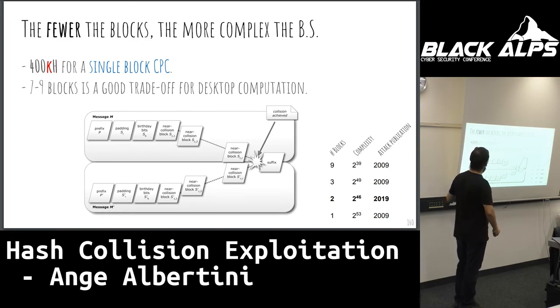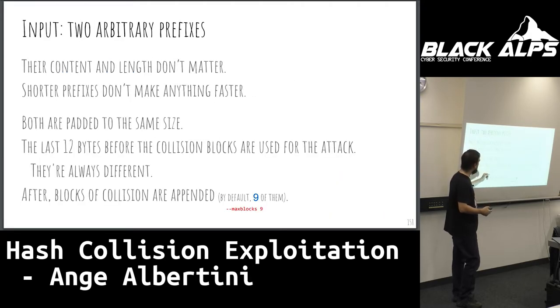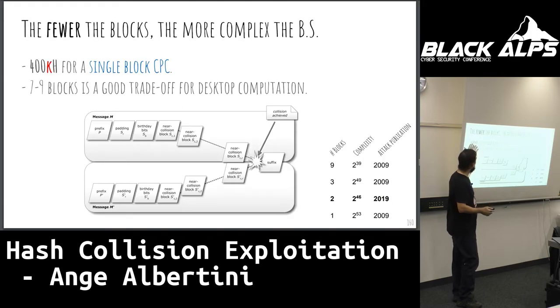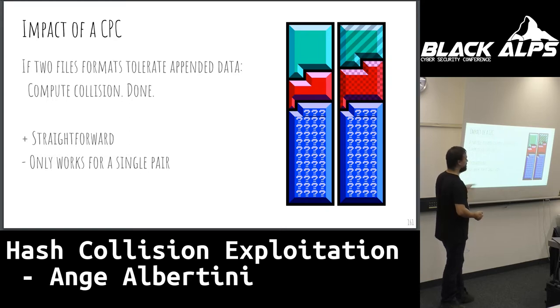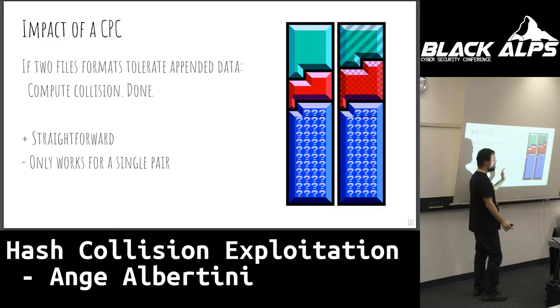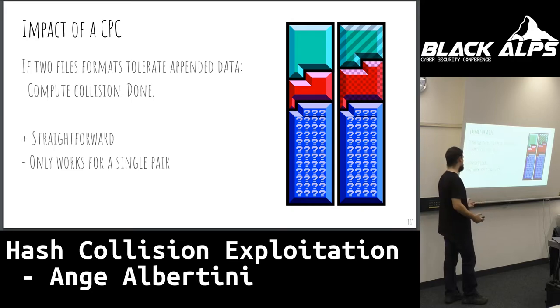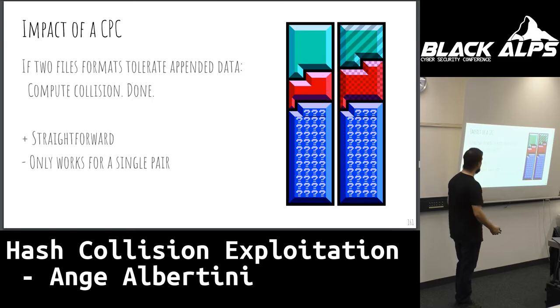So, as I mentioned, the fewer the blocks, the more the computation. If you didn't want to have 7 to 9 blocks, again, one single block is really very compact for a collision, but it takes a lot of time to compute. So, as I mentioned, if you have two file formats that tolerate appended data, compute, done. It's super powerful. But again, you have to redo that every time you modify a single bit to either file.